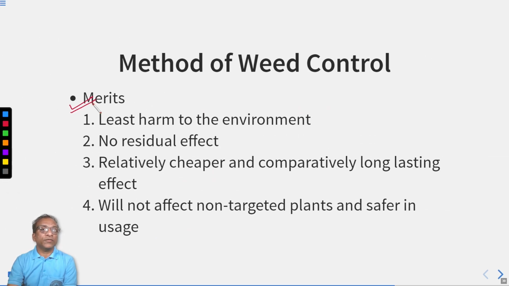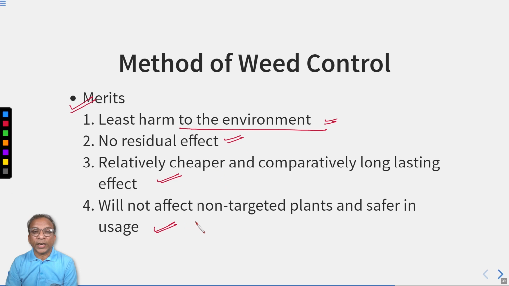So what are the merits of this method? Least harm to the environment. This method is not going to harm the environment in any way, but the herbicidal method can harm. No residual effect, relatively cheaper, and comparatively long-lasting effect. Will not affect non-targeted plants and safer in usage. So it is not going to affect our crops. It will only eliminate or stop the reproduction and control the population of the weeds.